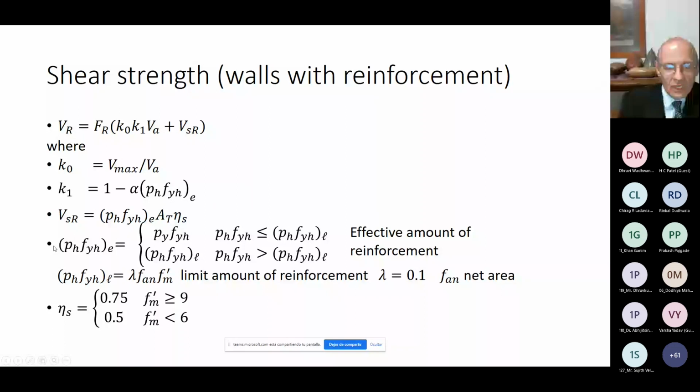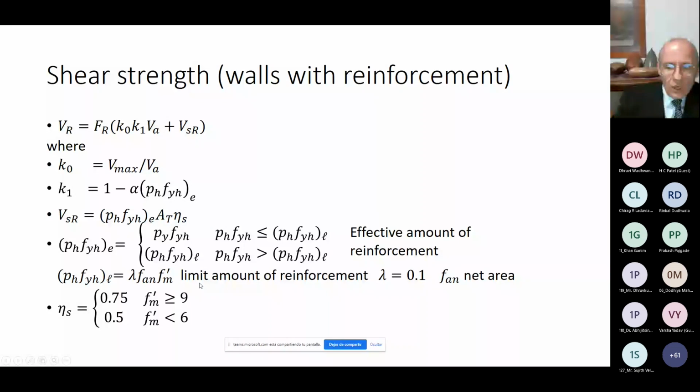So the effective amount of reinforcement is... So you need to figure out that you can include some amount of reinforcement, but only part of it is effective for the contribution to the shear strength.